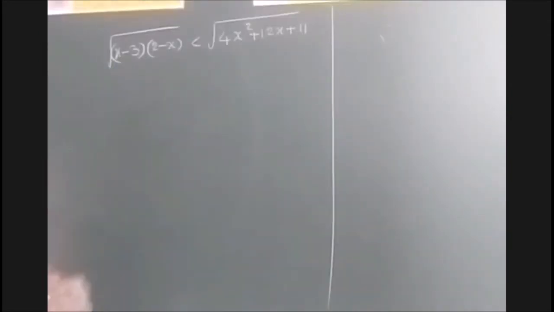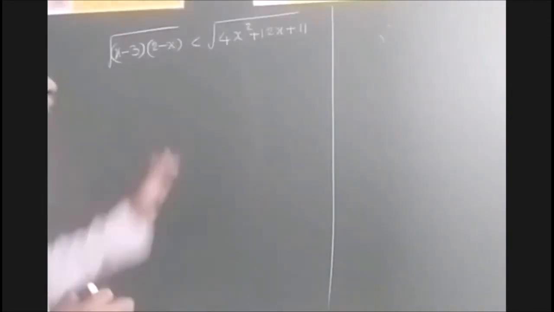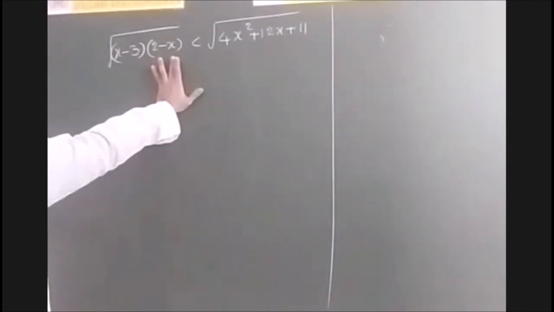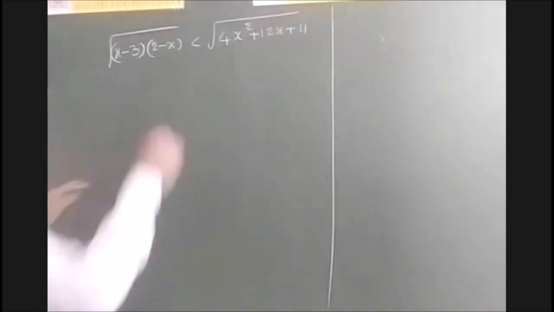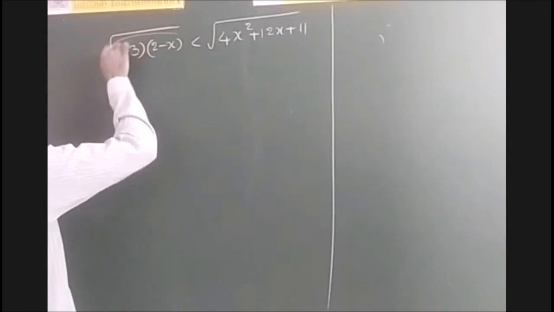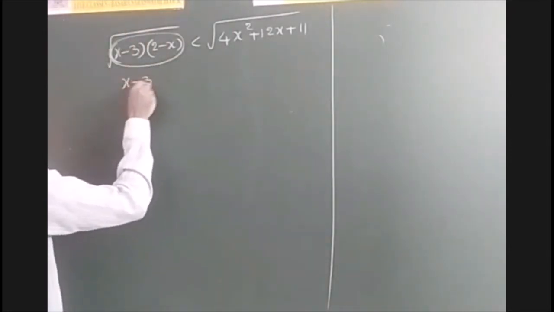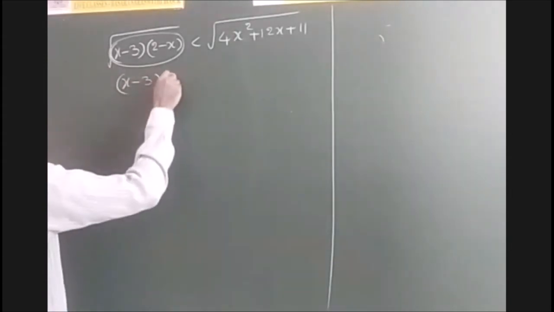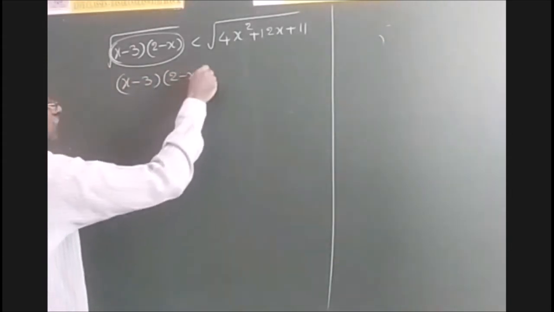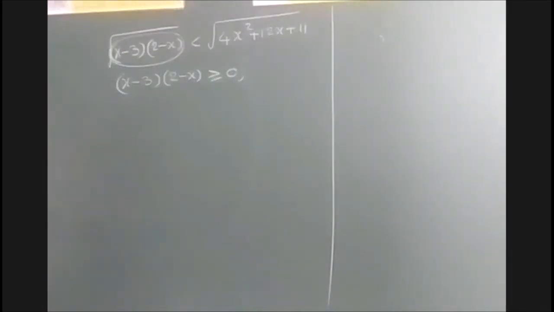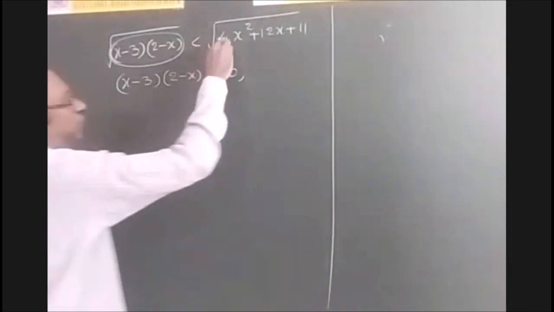Now think first of all about this square root of (x minus 3) into (2 minus x). Then what should I do? What is the first condition I have to write? The expression under the square root must be greater than or equal to 0. Isn't it? Next, what is the second one?